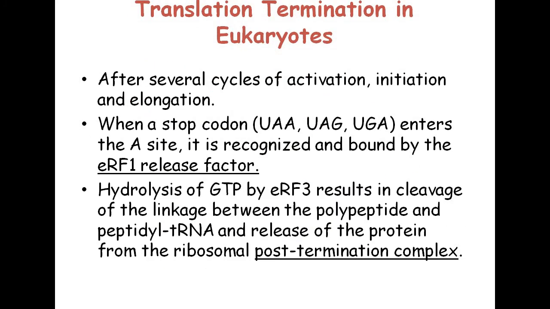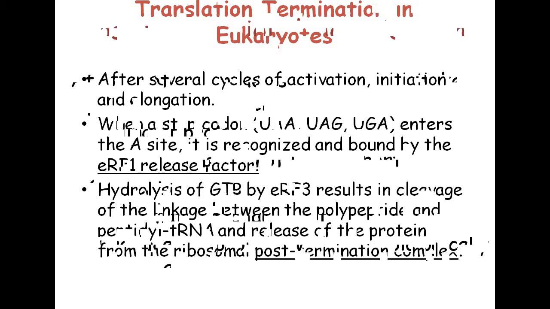Now, the third step is the termination. After several cycles of activation, initiation and elongation, the stop codons, that is UAA, UAG and UGA, will give the signal to stop the growing polypeptide chain. And after the termination signal, we get a polypeptide chain.